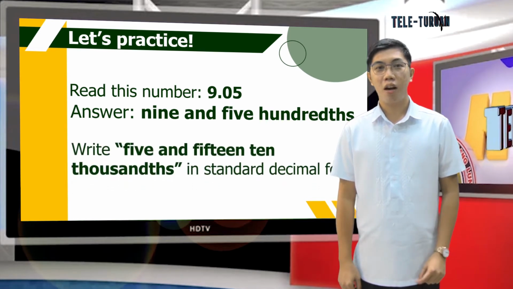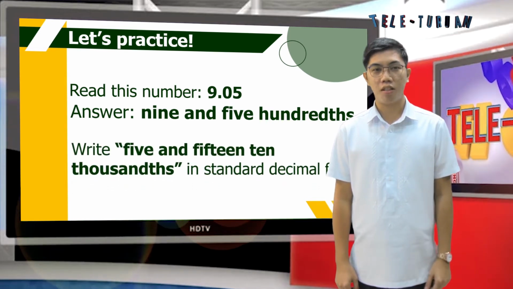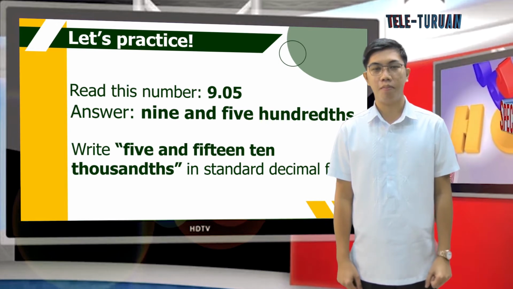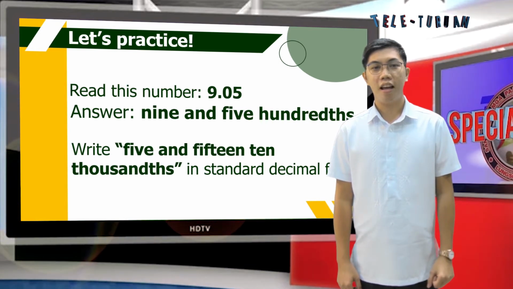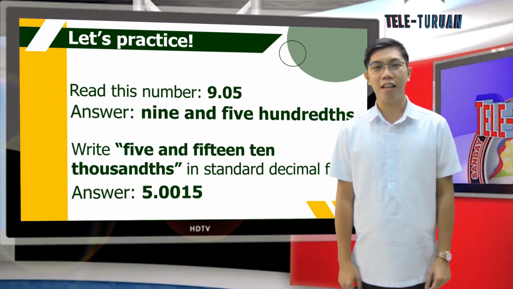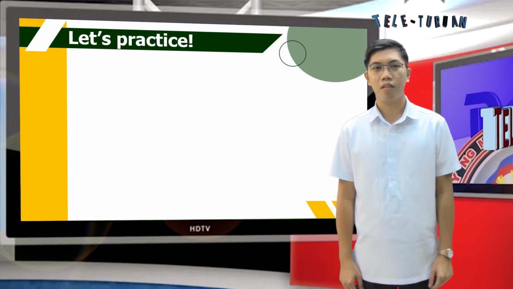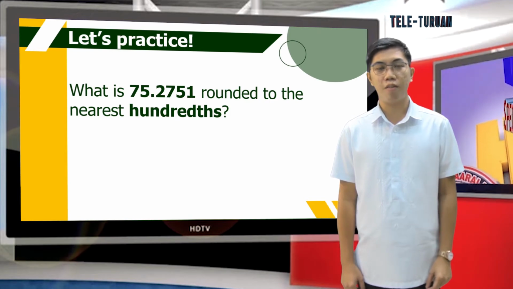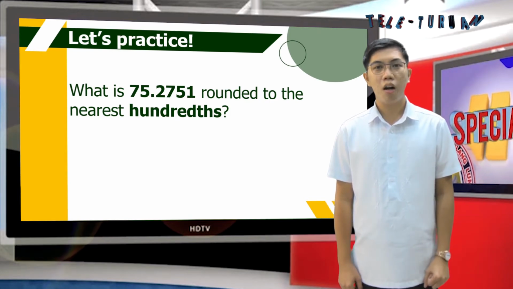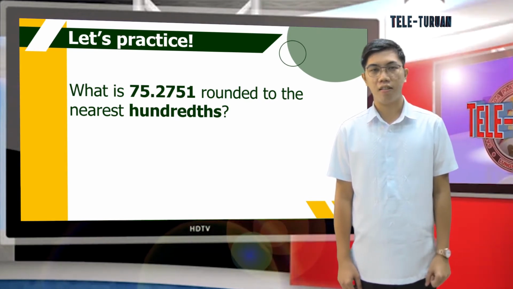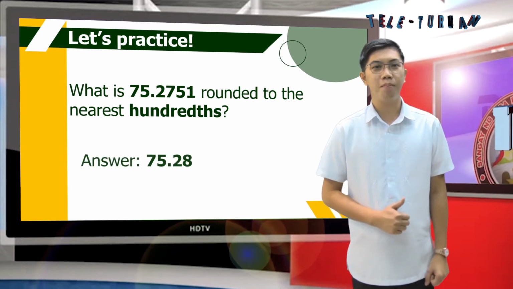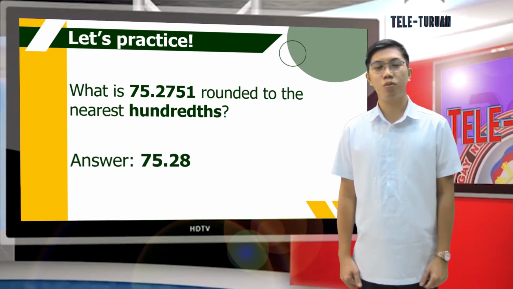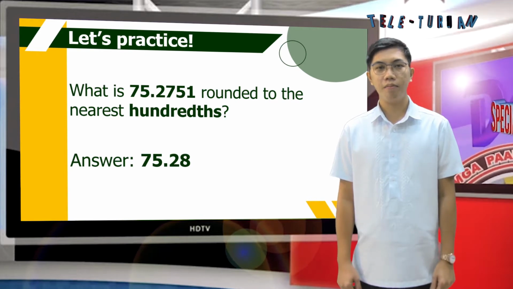Next, write 5 and 15 ten-thousandths in standard decimal form. The answer is 5.0015. What is 75 and 2,751 ten-thousandths rounded to the nearest hundredths? Good job! The answer is 75 and 28 hundredths.